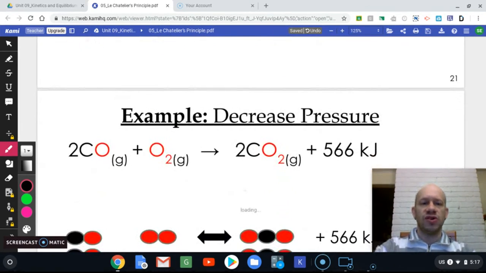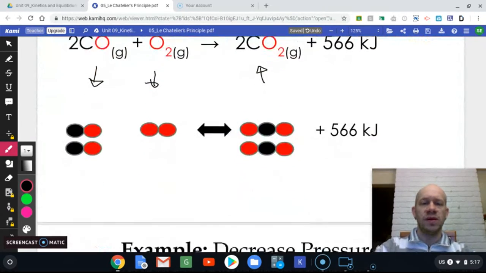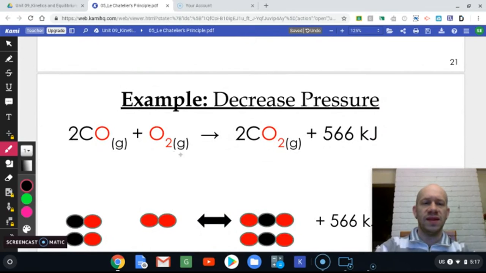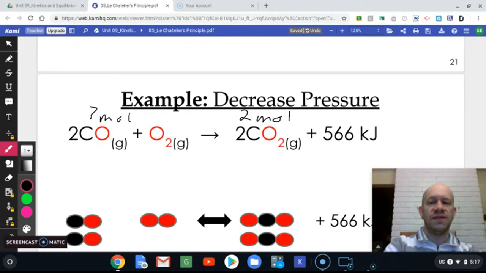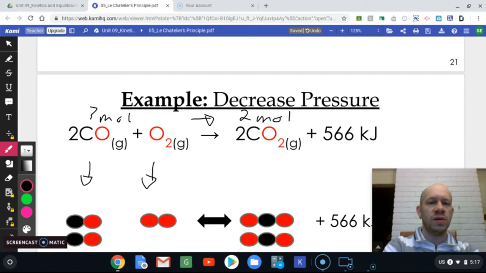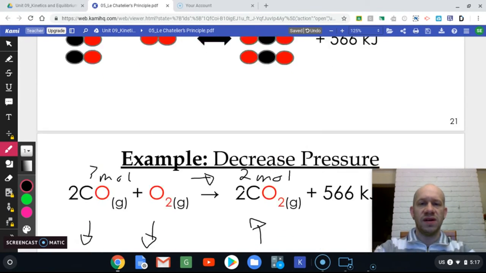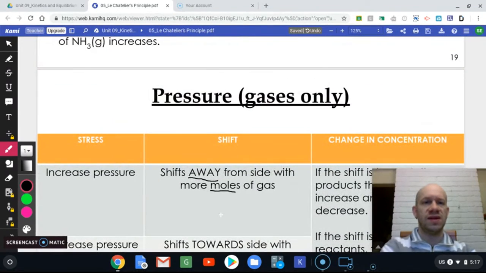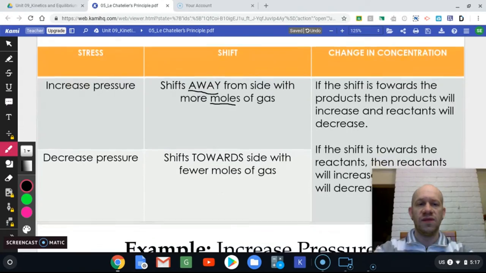If I decrease the pressure, I'm going to shift towards the side with fewer moles. So in this case, I've got 3 moles on this side, 2 moles on this side, and if I decrease the pressure, I'm going to go toward the lower amount. So these will go down, and these will go down, and this will go up. So pressure is a little bit different. You should probably make note to really study this one because it can be a little confusing.